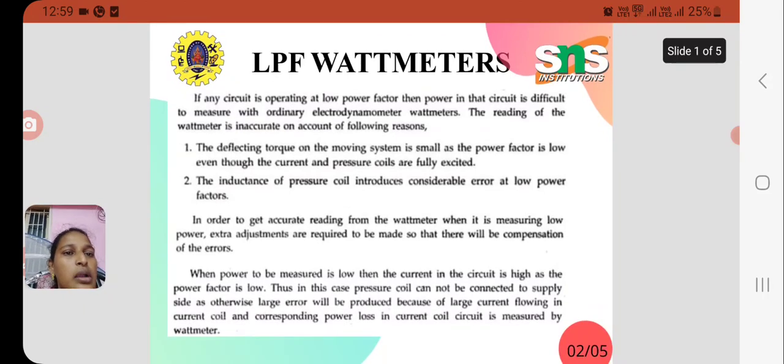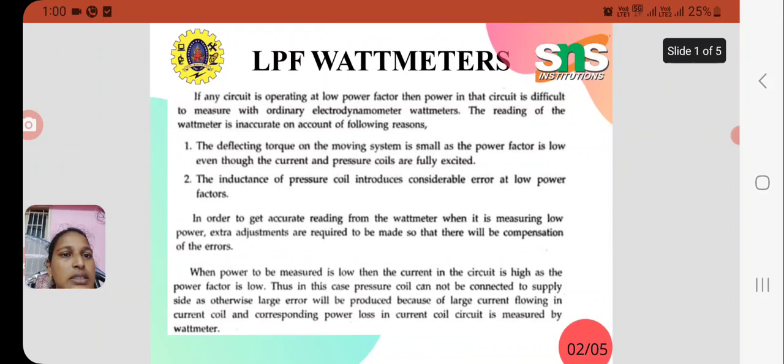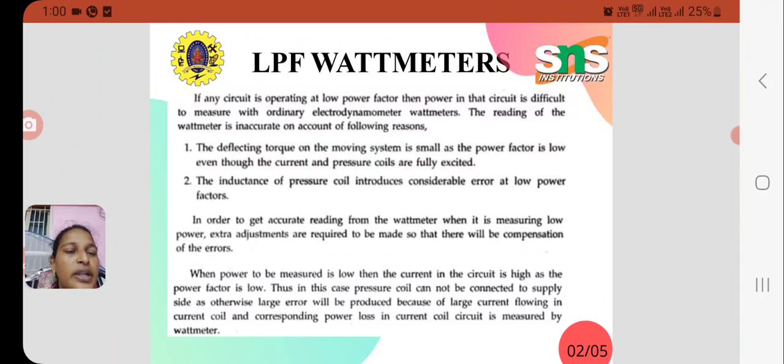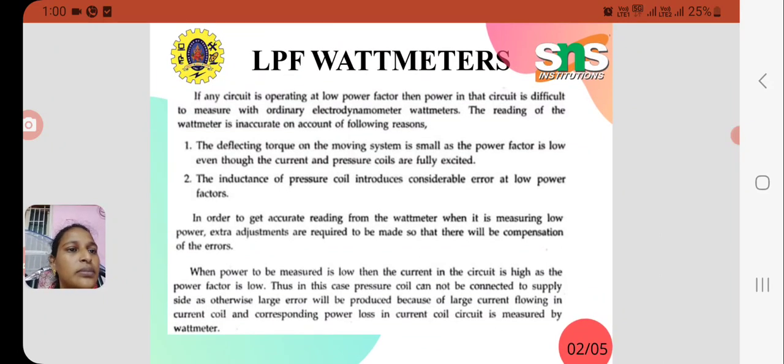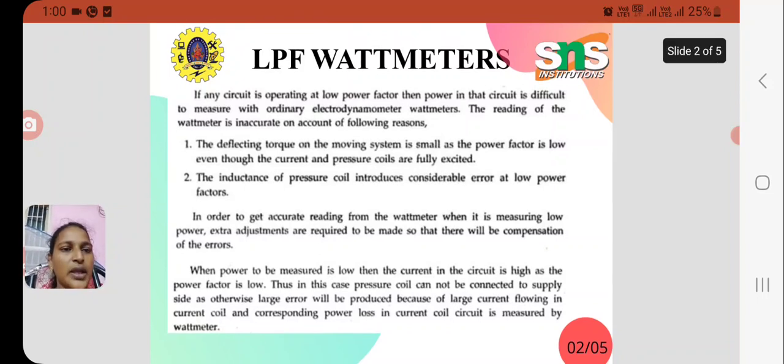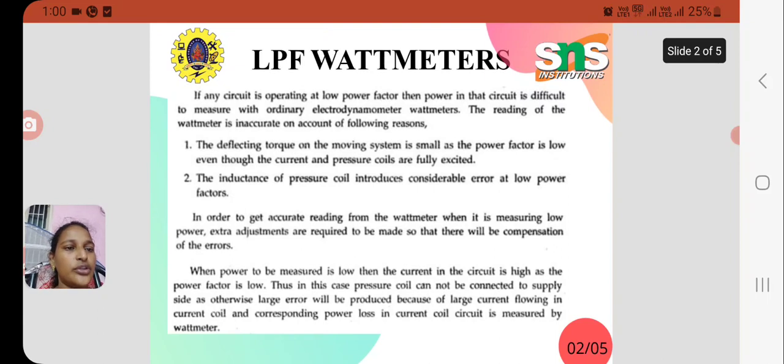But if a circuit is operating at low power factor, then the power in that circuit is difficult to measure with ordinary EDM type wattmeters. The reading of the wattmeter is inaccurate for the following reasons: the deflecting torque on the moving system is small as the power factor is low, even though the current and pressure coils are fully excited. The inductance of the pressure coil introduces considerable error at low power factors.